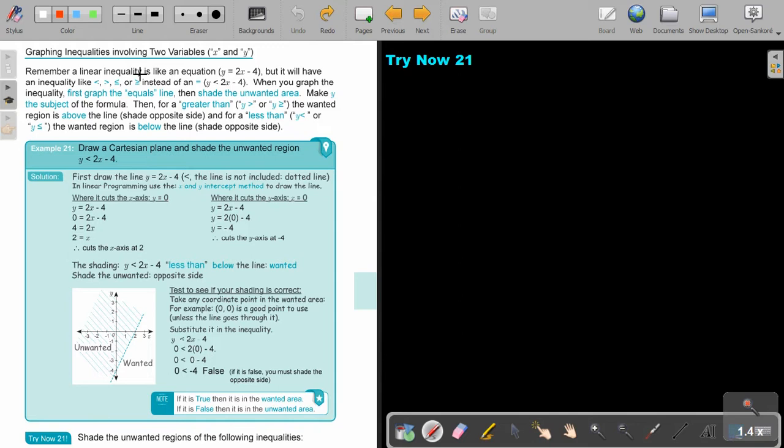Okay, sorry for the interruption. Let's just continue. Instead of the equal sign, we are just going to put an inequality.